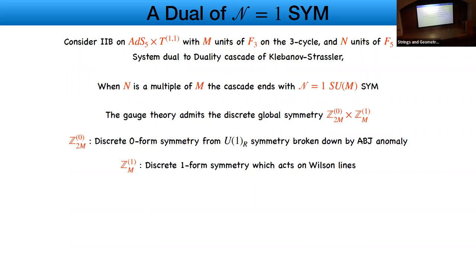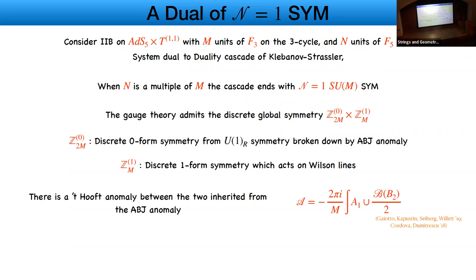Okay. And one of the interesting things that's known about this case is that from the ABJ anomaly, there is a sort of leftover avatar of it. Even though you break the U1 down to a Z2M, the ABJ actually generates a mixed 't Hooft anomaly between the one-form symmetry and the zero-form symmetry, okay? So having this 't Hooft anomaly tells you that if I gauge one, the other one is going to be broken and so forth.